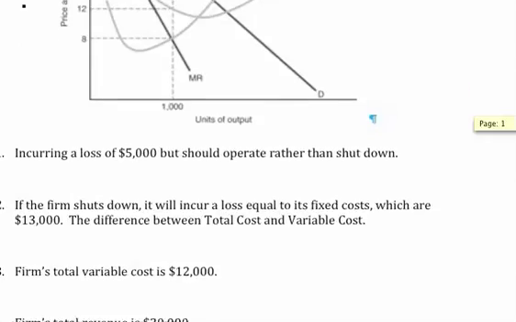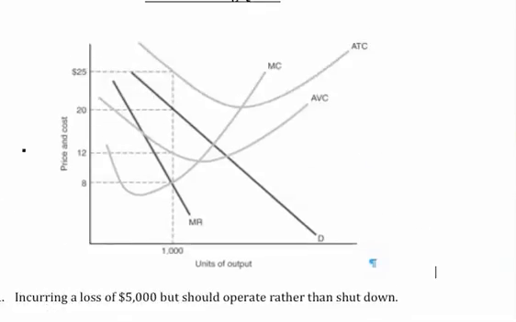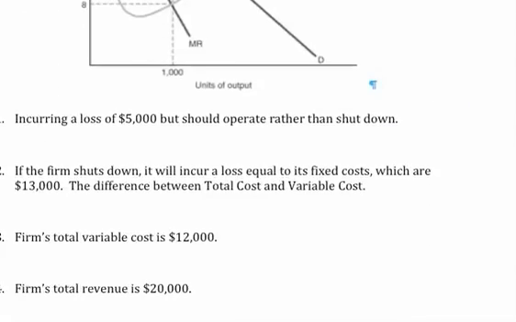And then the final question is, what's my revenues for this particular company? Well, once again, marginal revenue intersects with marginal cost. I read up to my demand, look for the price, 20, and multiply it by 1,000. And that gives me my total revenues of $20,000.